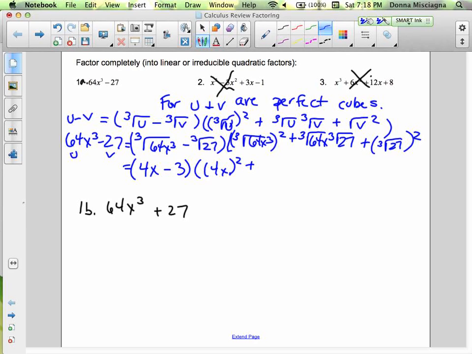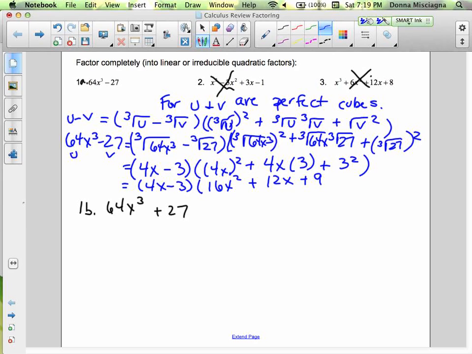Plus, the cube root of 64x cubed is 4x, times the cube root of 27, which is 3, plus the cube root of 27, which is 3, squared. Now we'll just simplify this part out and we're done. So 4x minus 3, times 4x squared is 16x squared, plus 4x times 3 is 12x, and 3 squared is 9.